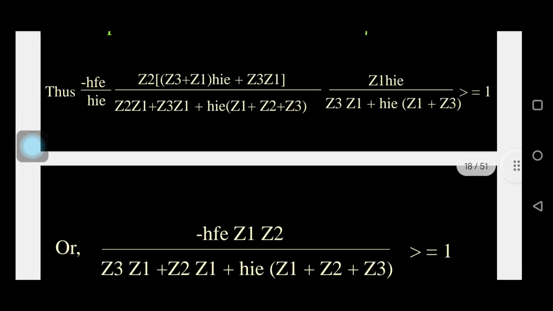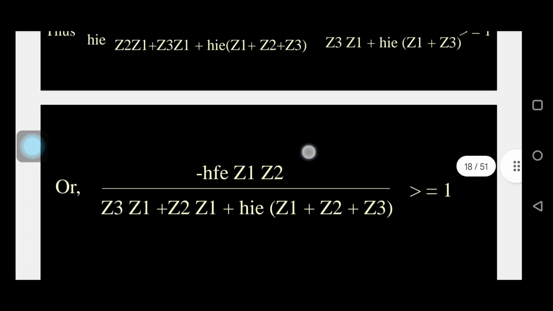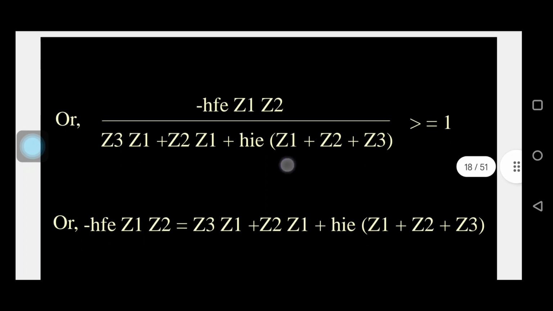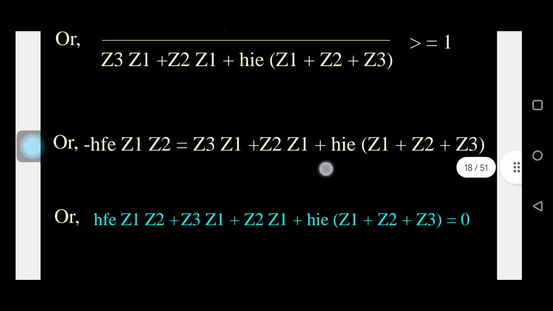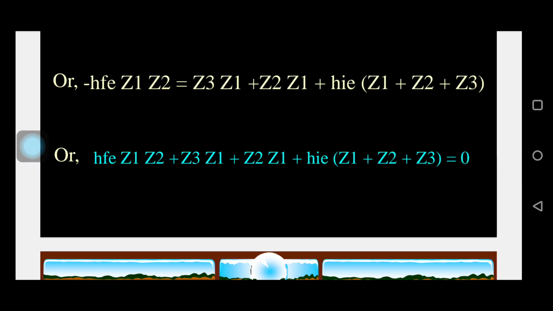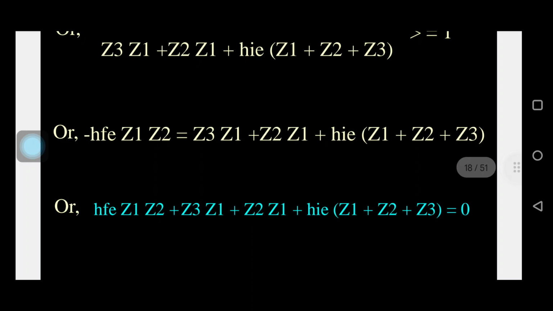After a simple modification we can get the equation as minus hfe into Z1 Z2 by Z3 Z1 plus Z2 Z1 plus hie into Z1 plus Z2 plus Z3 is greater than or equal to 1. Now I am going to take this term to the right hand side. Finally I can get plus hfe Z1 Z2 plus Z3 Z1 plus Z2 Z1 plus hie into Z1 plus Z2 plus Z3 equal to 0. So this is the final general form of LC oscillator equation.